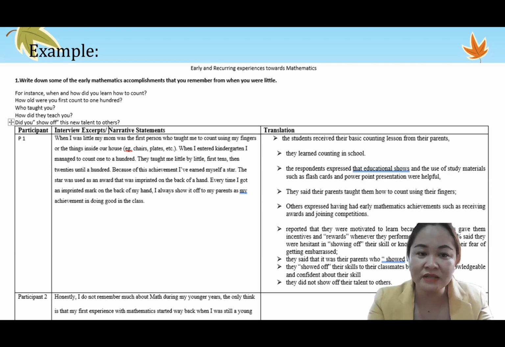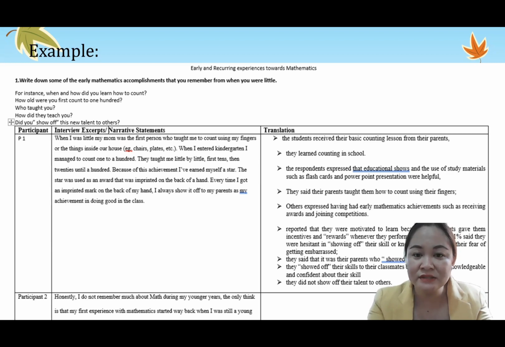Then I come up with this list, a table. You have a participant, interview excerpts or narrative statements, and you come up with a conclusion. So this is the first thing you are going to do in making an analysis. So this is the actual response to the first question here. I have 25 respondents in this study. So we have here the first participant. When I was little, my mother was the first person who taught me to count using my fingers, and so on. So then after that, in all the responses, you create a translation. Since you can even have your narrative statement in verbatim, you can translate that one. So after your narrative statement, you create your translation.